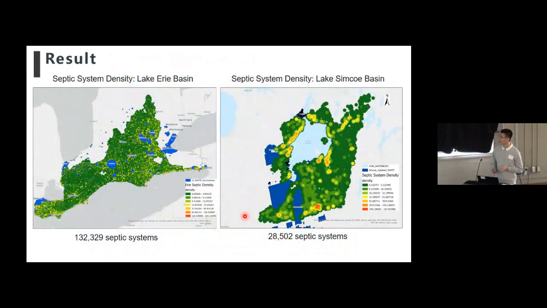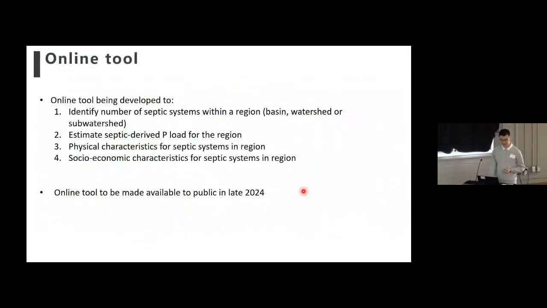For my result, here are the two density maps of septic systems. For the Lake Erie Basin, we got more than 122,000 septic systems, and for the Lake Simcoe Basin, we got more than 28,000. In addition, I developed online tools to first identify the number of septic systems within a region, and then to estimate the septic-derived P-load from the region. It can also show the physical and socio-economic characteristics of the septic systems in the region.